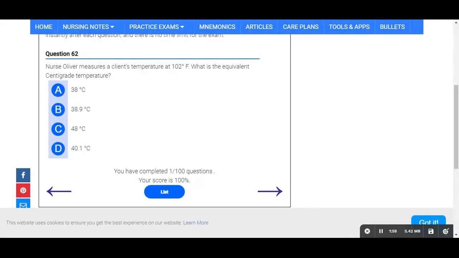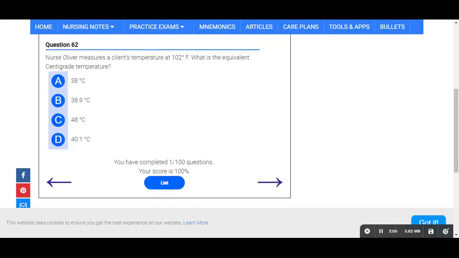Nurse Oliver measures a client's temperature at 102 degrees Fahrenheit. What is the equivalent centigrade temperature? Now, in determining the conversion from Fahrenheit to centigrade, Celsius, we have to use a formula. So for 102, the formula from Fahrenheit to Celsius is 102 minus 32 times 5 over 9. That's how we do it: 102 minus 32 times 5 over 9.